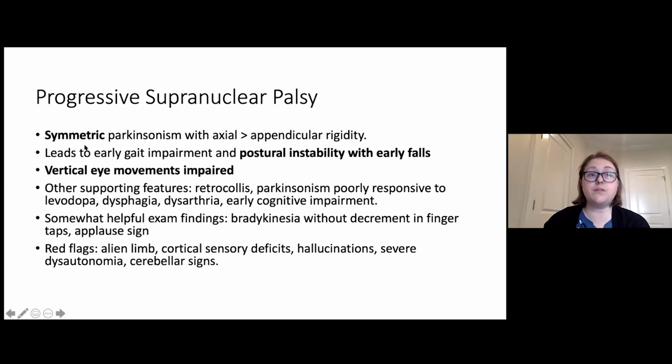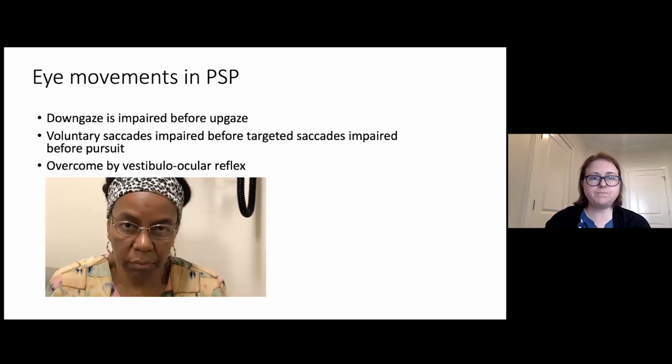It's notable for symmetric Parkinsonism in contrast to idiopathic Parkinson's disease, and it's usually very axial. So you see a lot of truncal rigidity, falls, less so in the arms and legs. Usually the legs are worse than the arms. This causes early falls and impaired vertical eye movements. I've listed some other supportive features here, which I'm not going to go through at length.